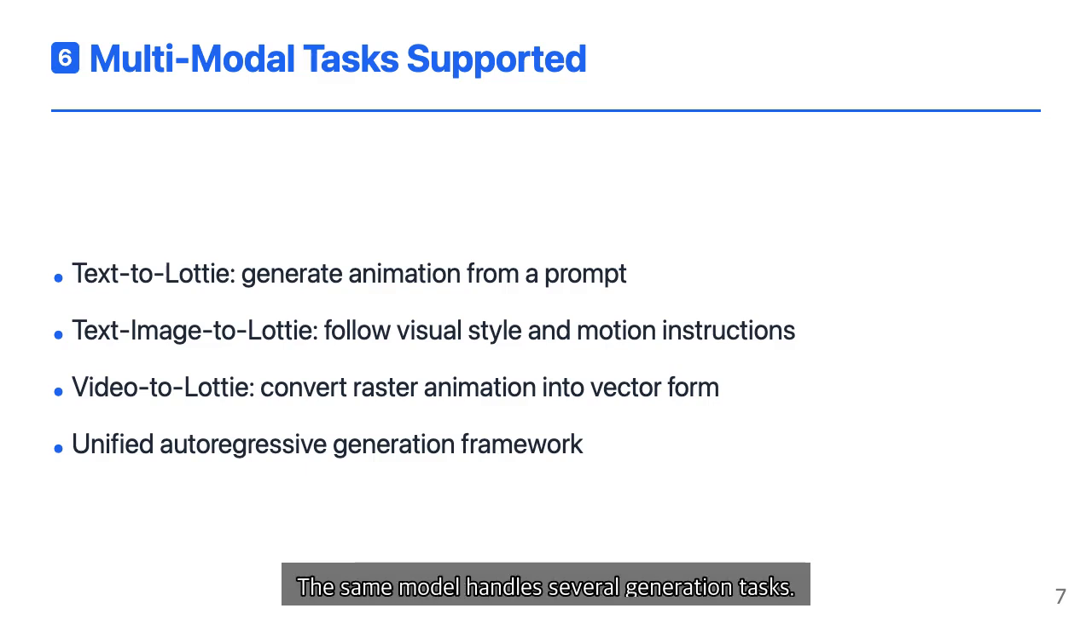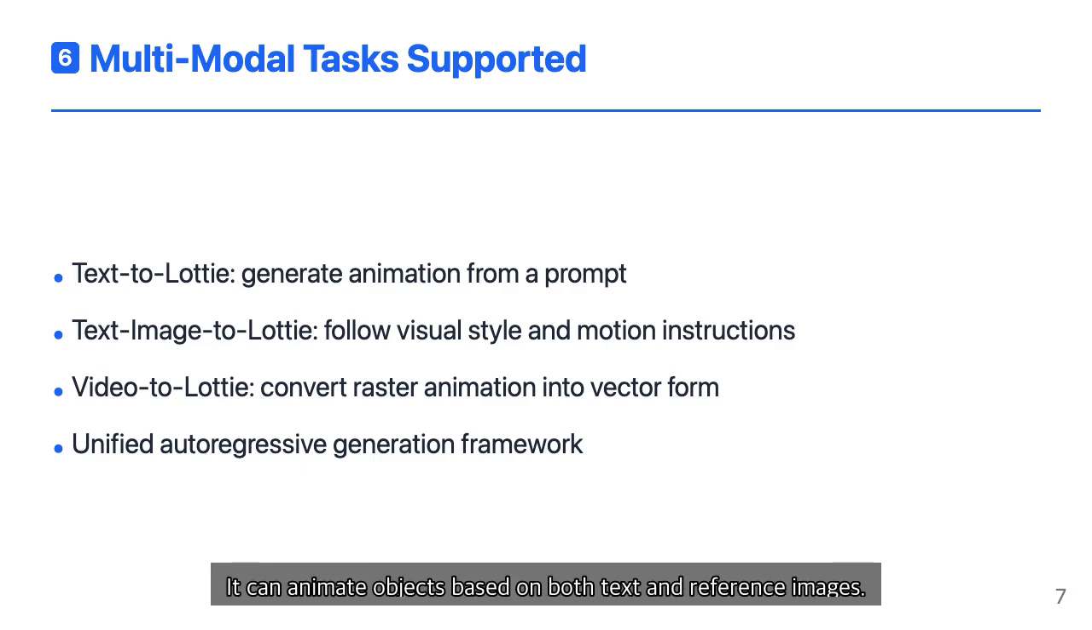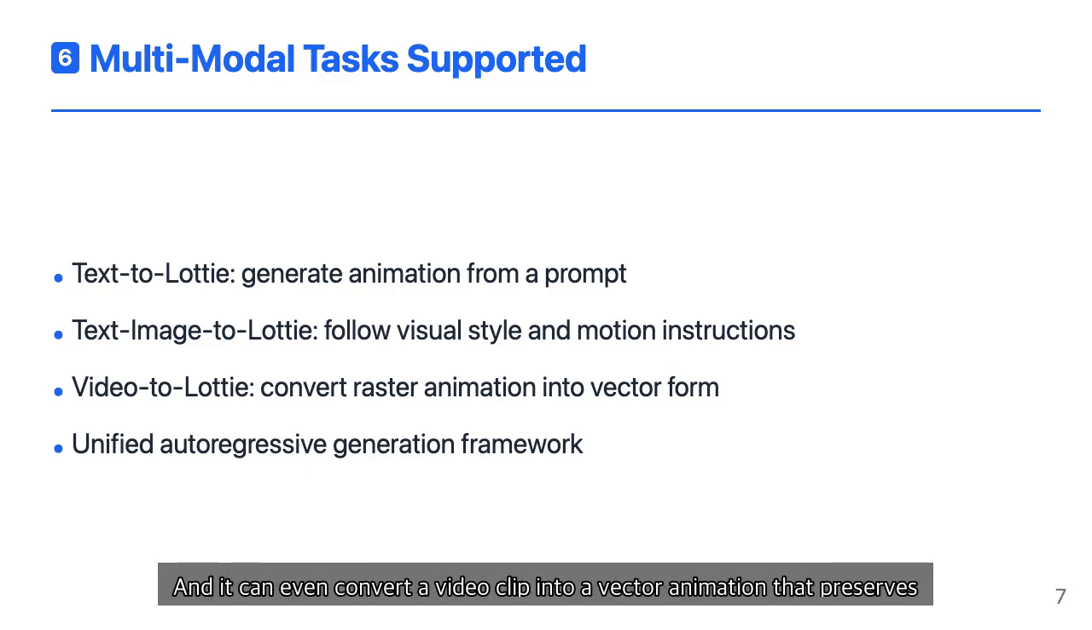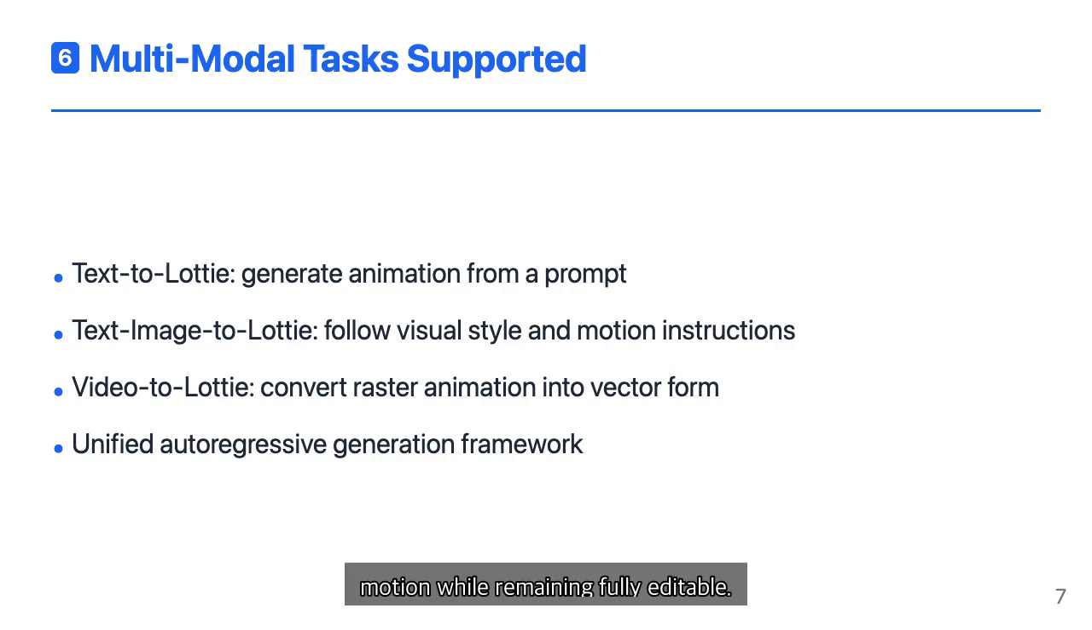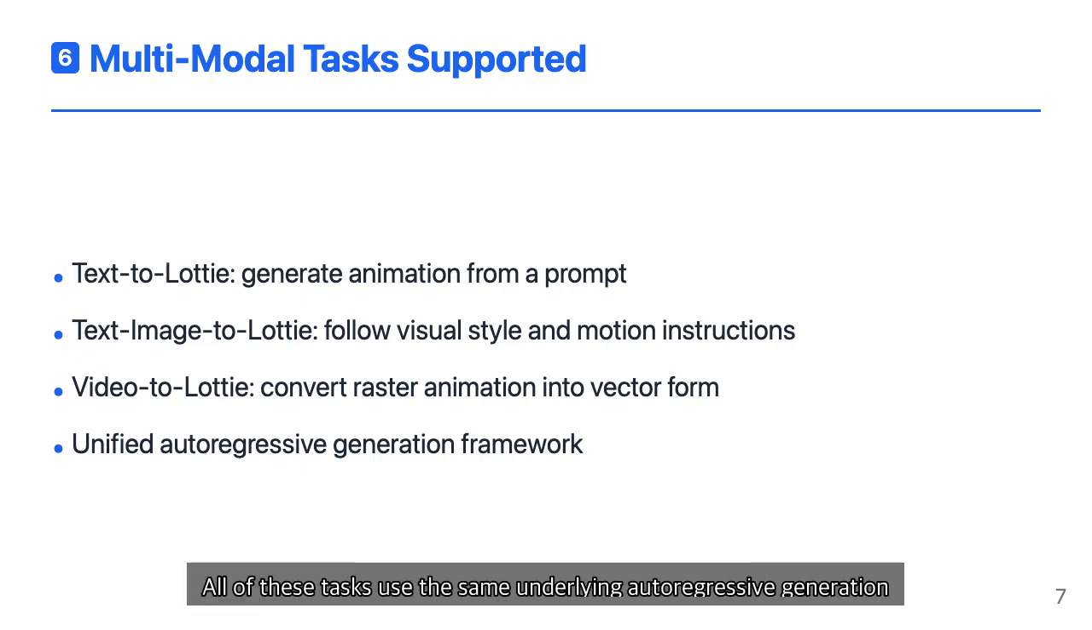One strength of OmniLottie is versatility. The same model handles several generation tasks. It can create animations purely from text descriptions. It can animate objects based on both text and reference images, and it can even convert a video clip into a vector animation that preserves motion while remaining fully editable. All of these tasks use the same underlying autoregressive generation framework.